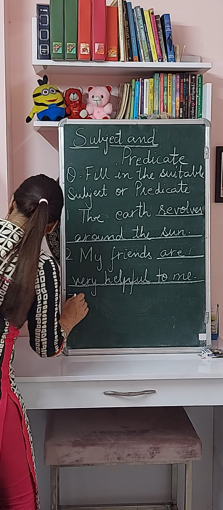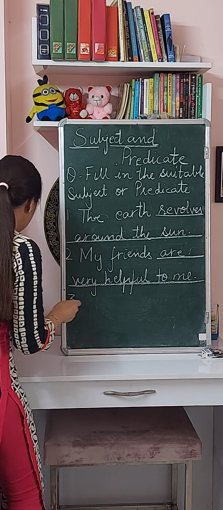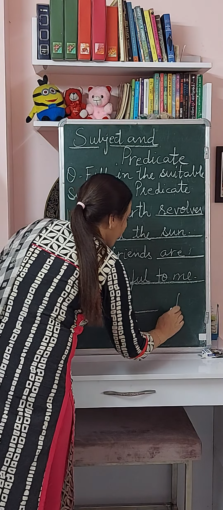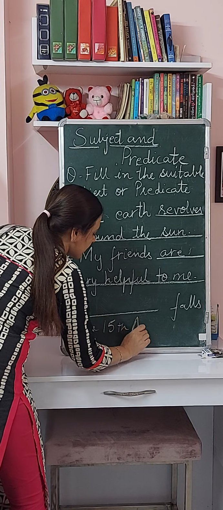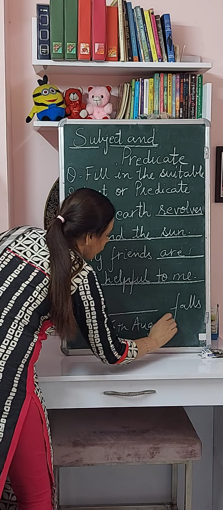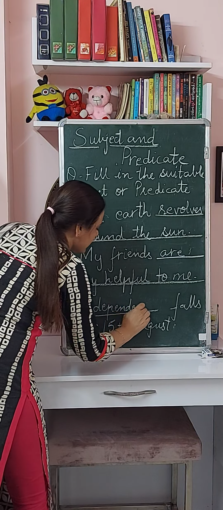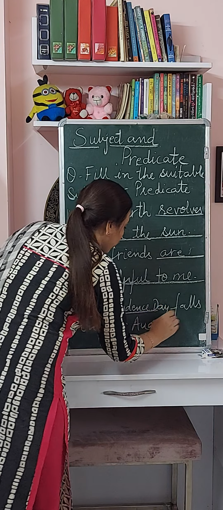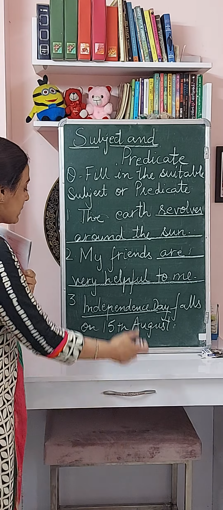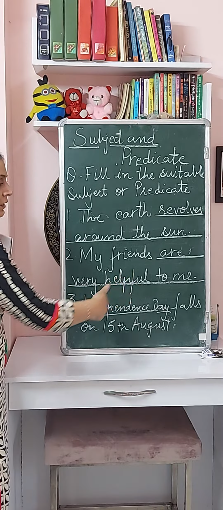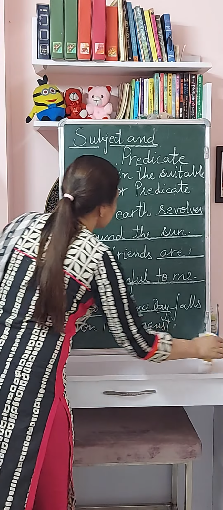Alright. Now the third sentence, if I say dash falls on 15th August. Now we all know what falls on 15th August every year, children? Independence Day. Independence Day falls on 15th August every year. Alright. So this is how we will add the subject to make it a complete sentence. The predicate was given to us and we have to fill in the subject.